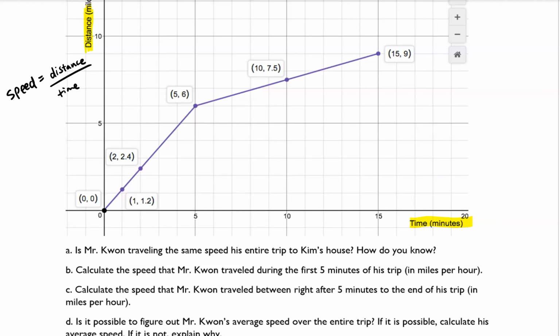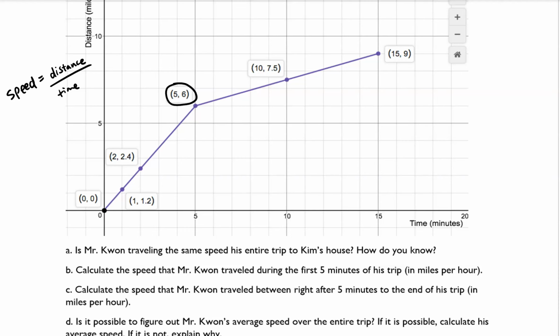Part B says, calculate the speed that Mr. Kwan traveled during the first 5 minutes of his trip in miles per hour. So that's important, the miles per hour, because the time is given in minutes, so we have to think about that. Okay, so again, speed is equal to distance over time, and during the first 5 minutes, I want to look at this point here.